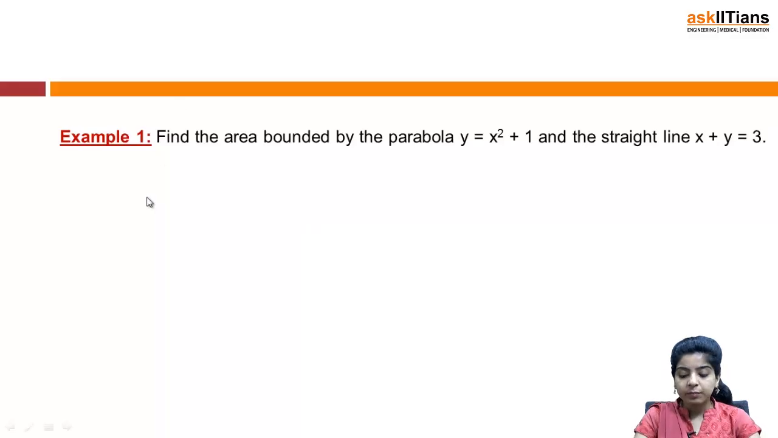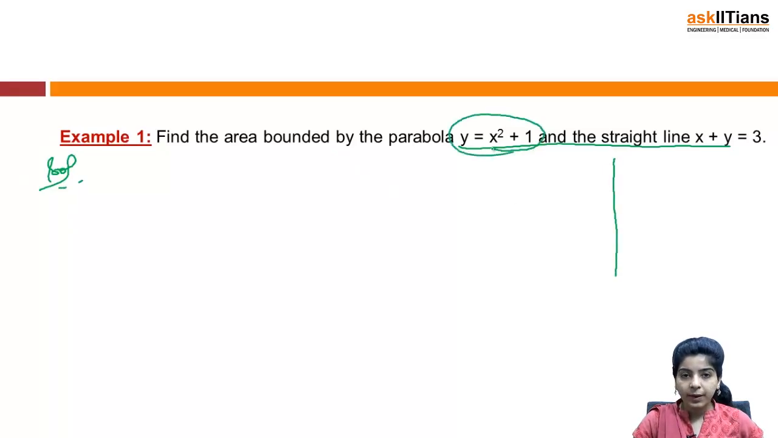So the first example that we have here is: find the area bounded by the parabola y equal to x square plus 1 and the straight line x plus y equal to 3. First of all, draw the figure. So we have to find out the area bounded by the parabola and the straight line. First of all, we'll draw the parabola. So this is the parabola y equal to x square plus 1.